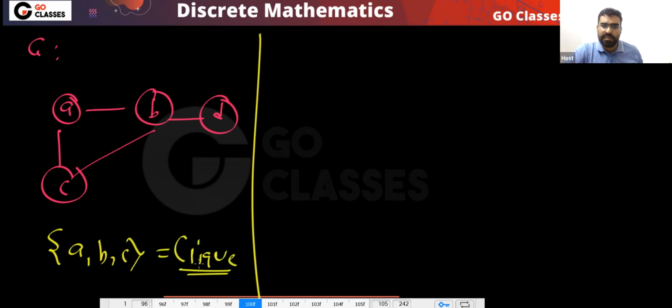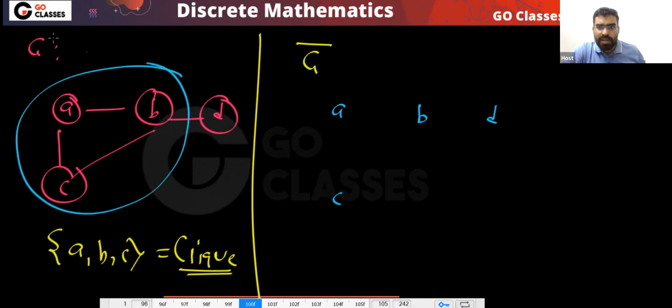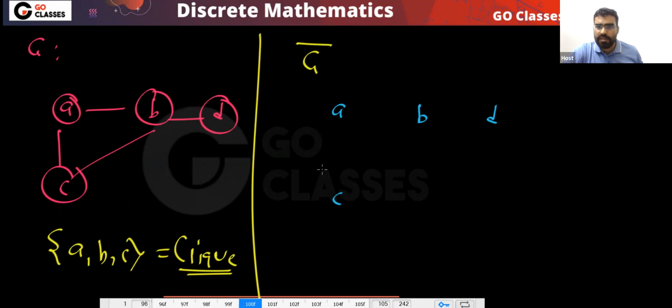In this graph, this is a clique. Now, what will be the G complement? A, B, D, C. In G complement, these edges will be gone. Here you have pairwise adjacent vertices, so in the G complement these edges will be gone, and they will become pairwise non-adjacent. So this is your G complement.